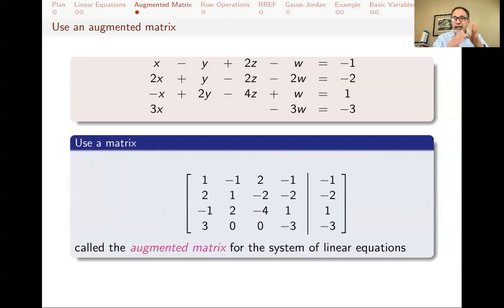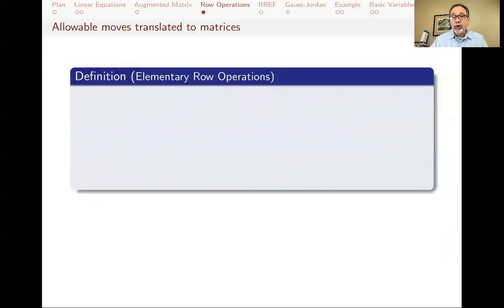We don't keep the headings. We are thinking that that second column are the coefficients of y, and that fourth column is coefficients of w, and the third row is equation 3, but we don't keep that information. We just keep the augmented matrix. And this is the object on which we'll perform those moves that we talked about. And those moves are called elementary row operations.